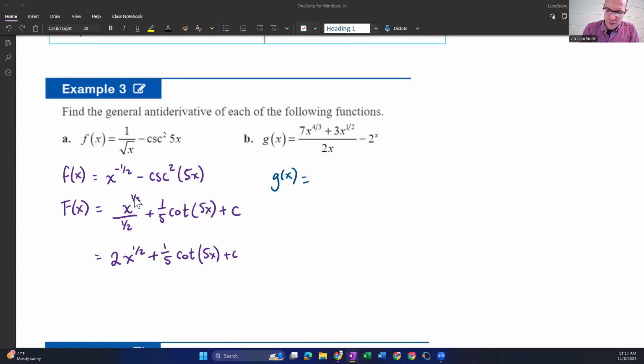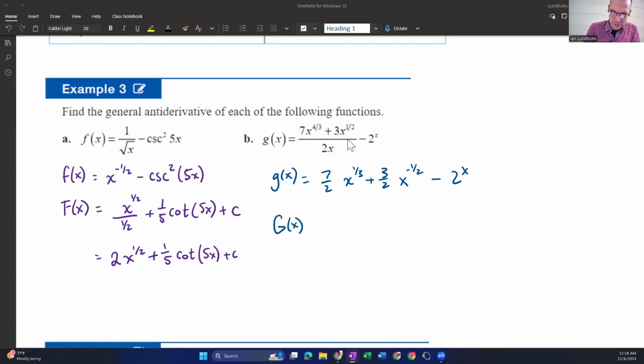Let's go ahead and just divide through so that we've got 7/2, and then we would have x to the 1/3 power when we divide x to the 4/3 by x. Then we would have plus 3 halves, and then we would have x to the negative 1/2 power when we divide x to the 1/2 by x to the 1. We're subtracting exponents, right? And then 2 to the x can just chill. All right, so that's the function. I think we're ready to take antiderivative now.